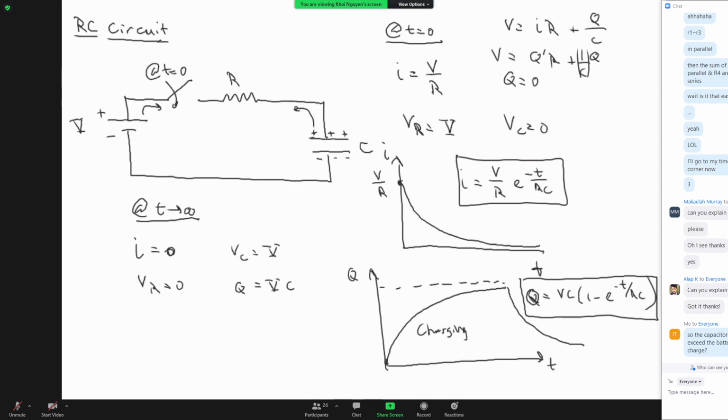Okay. The amount of energy that you can store on the capacitor is equal to 1/2 QV, or it's 1/2 CV squared, or 1/2 Q squared over C. Any questions?